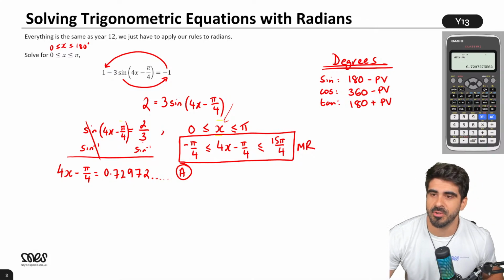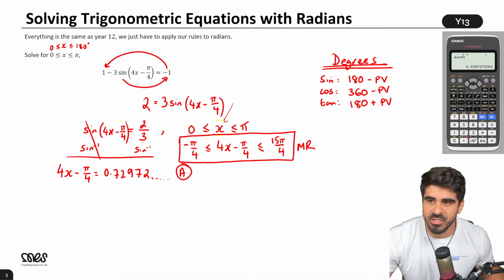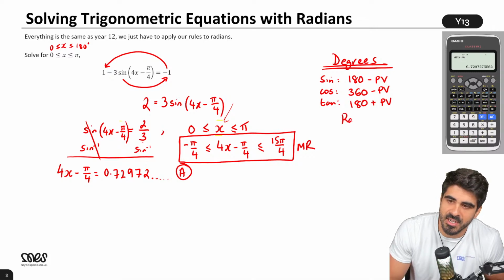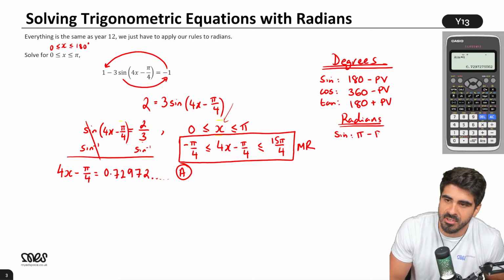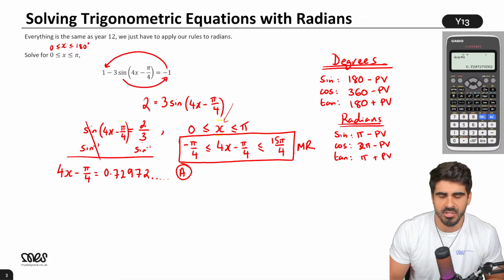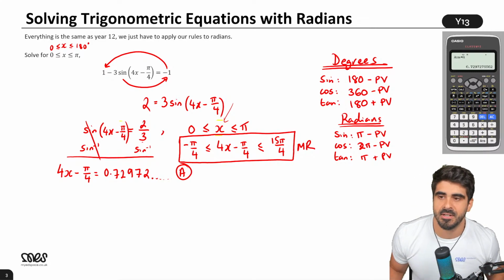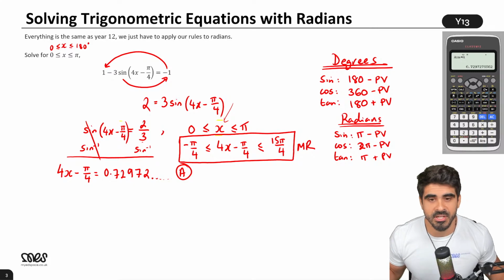So, in radians, all you need to do is remember that 180 is the same as pi, 360 is 2 pi, and again, 180 is pi. So in radians, it's very simple. All you need to do is remember the degrees version. So for radians, sine would be pi minus the primary. Cos will be 2 pi minus the primary, and tan will be pi plus. So you can see the rules are exactly the same as year 12. You just need to know the conversions.